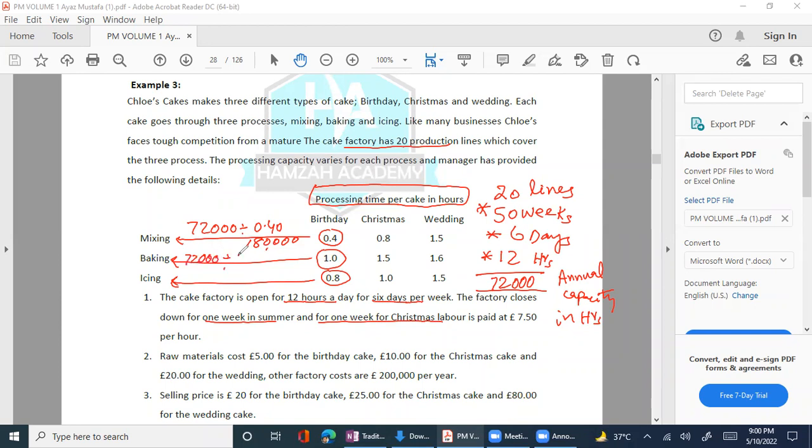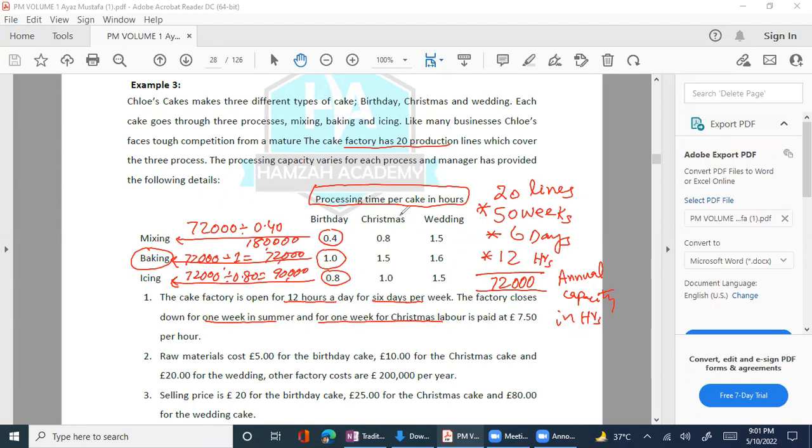How many cakes can it bake? It can only bake 72,000 cakes. And if we look at the capacity of the icing, what will be the capacity of icing? 90,000. So which process is the bottleneck constraint? The one with the lowest production capacity.